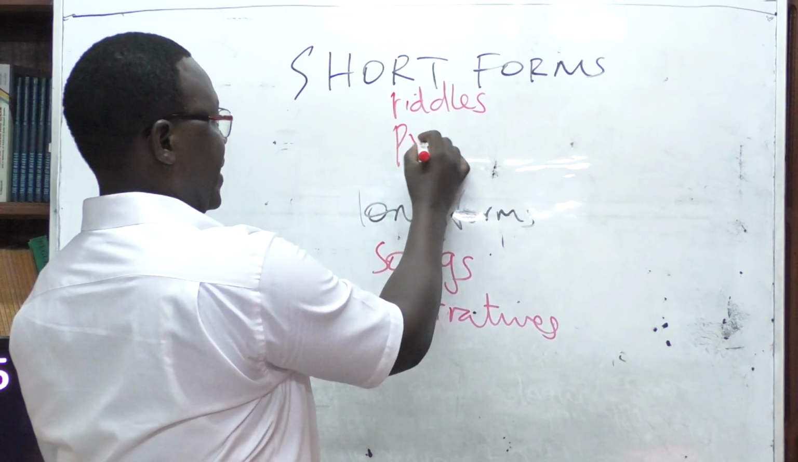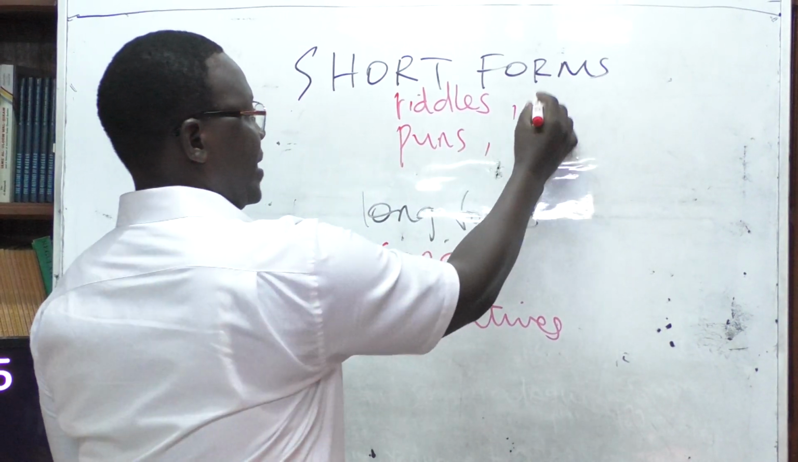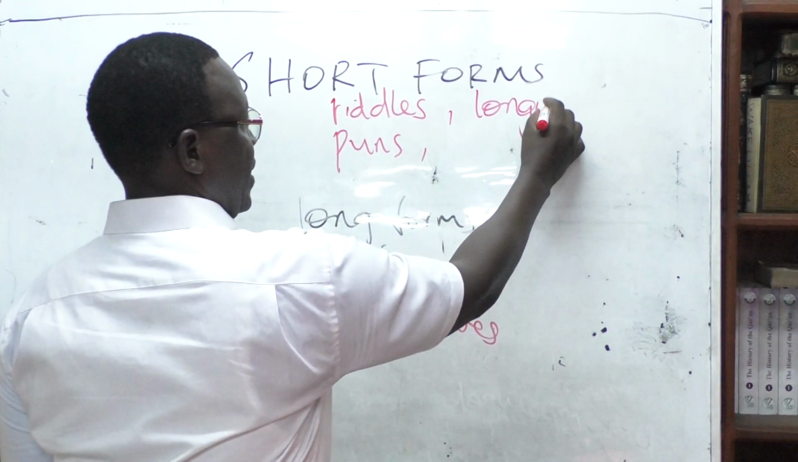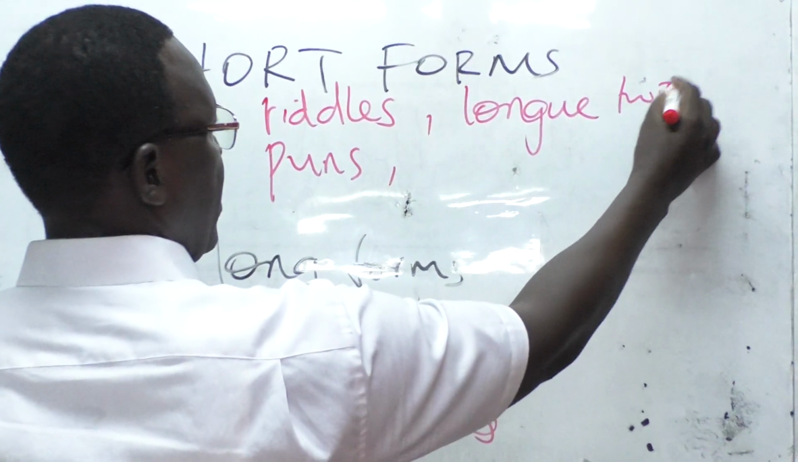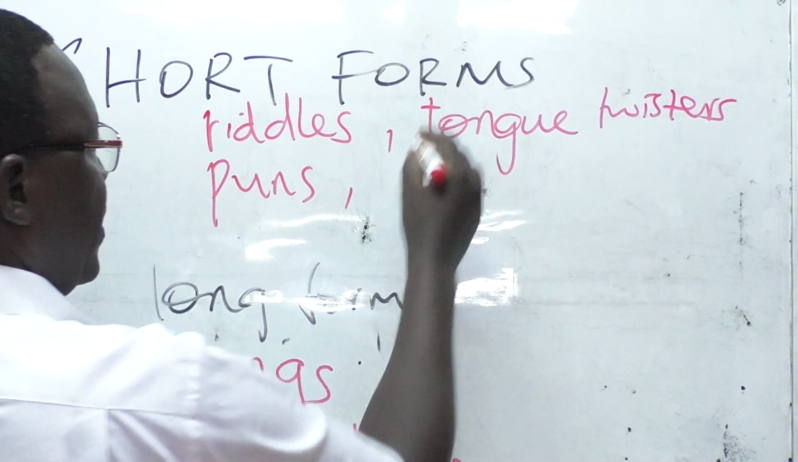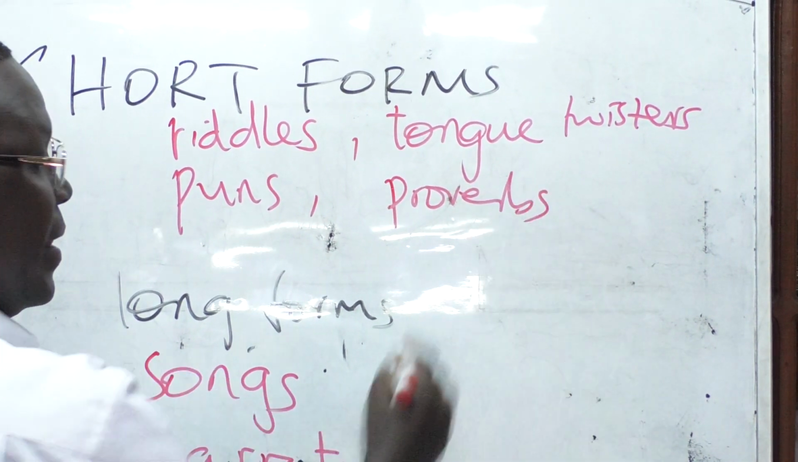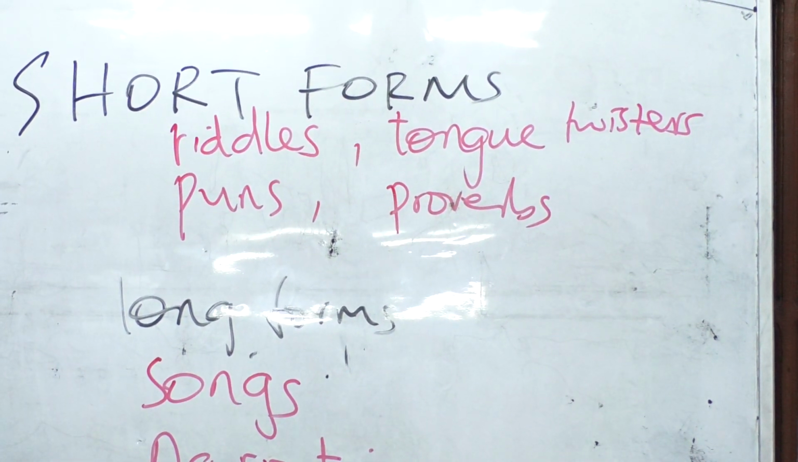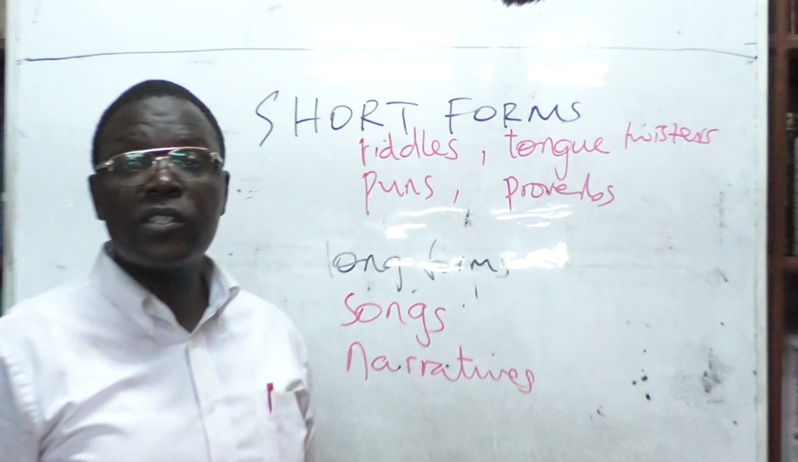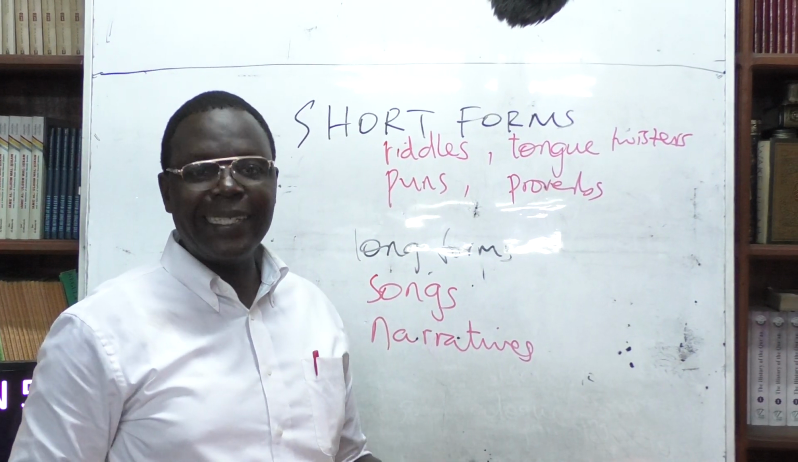And the short forms, we have the riddles, the puns, the tongue twisters, the proverbs. They are brief. They are very brief forms of oral literature.